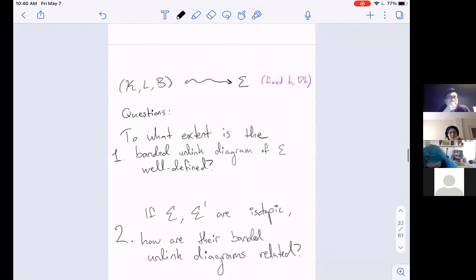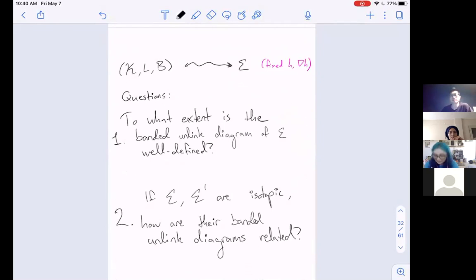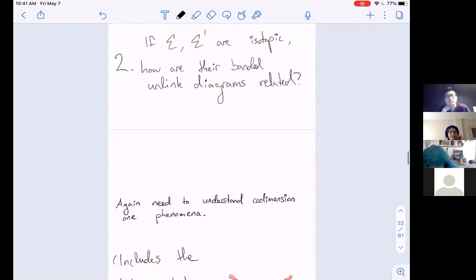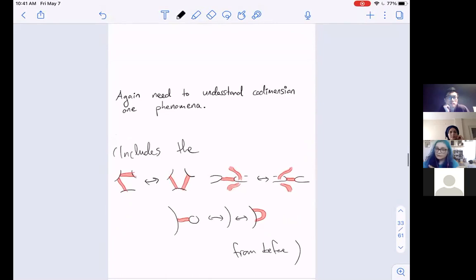To what extent are these diagrams well defined? And again, what does it mean? If I have surfaces that are isotopic, how are their diagrams related? And it's very similar to the S4 case. We have to think about what are the bad things that could happen as I'm trying to produce a diagram. When did I have to make a choice? Codimension 1 behaviors. And this includes everything that could have happened before. So now the only difference is that I have these two handles in my manifold that are sort of in the way of everything. Two handles always in the way.